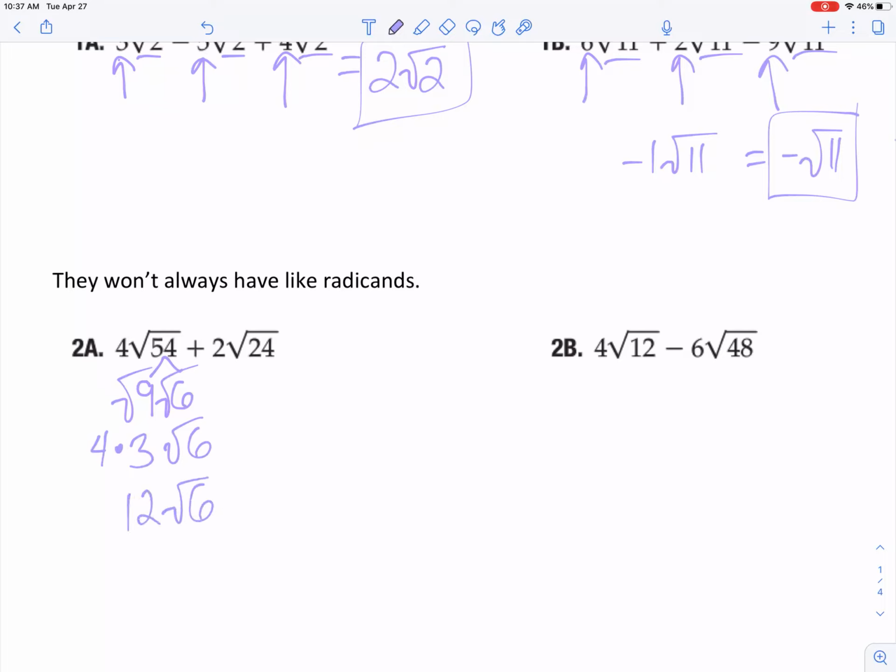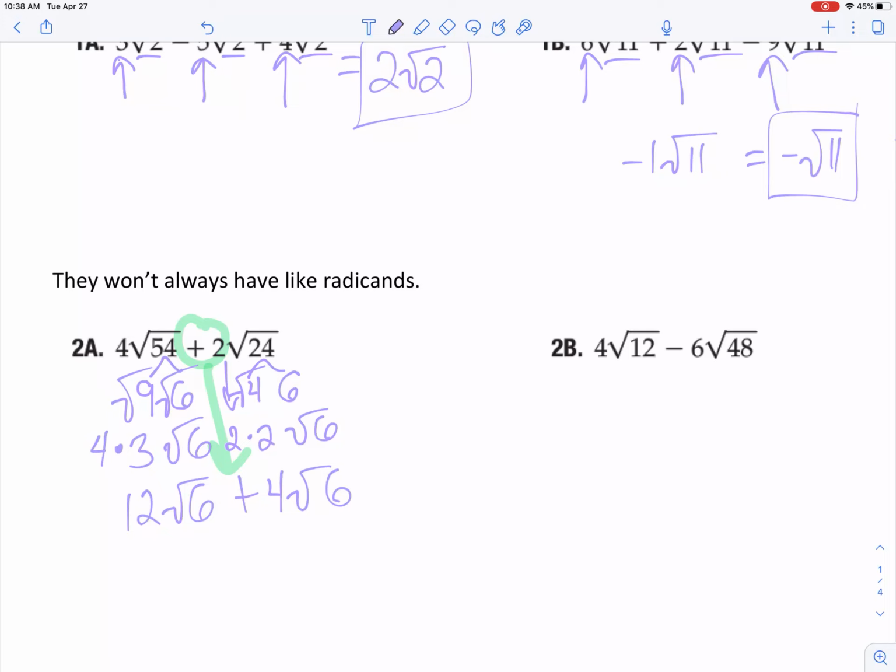Now do the same thing to that 24. Looks to me like that's going to be 4 and 6. And the square root of 4 is 2. And I can't do anything with that root 6. Drop that 2 down. 2 times 2 is 4. Root 6. Don't forget this plus sign.